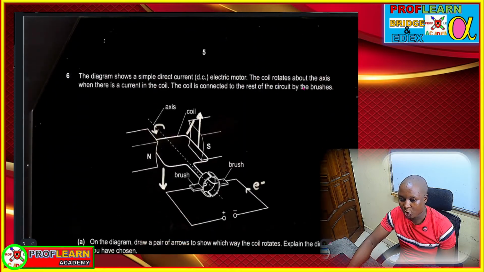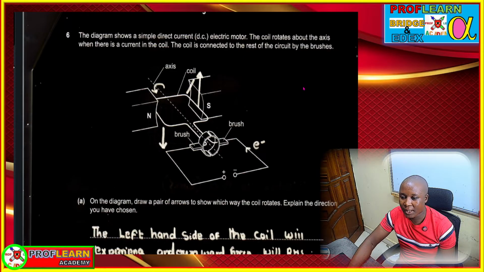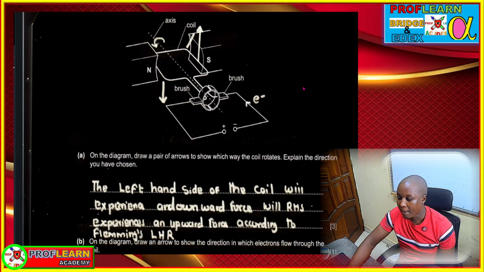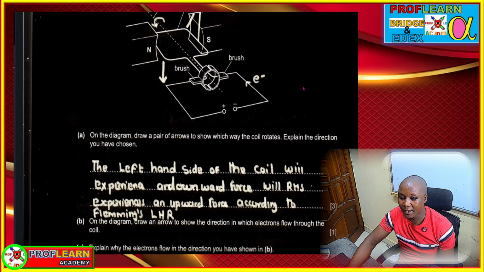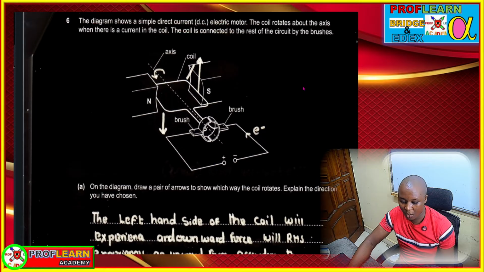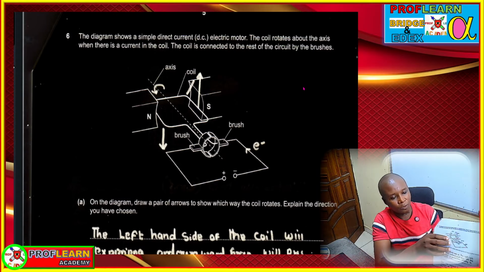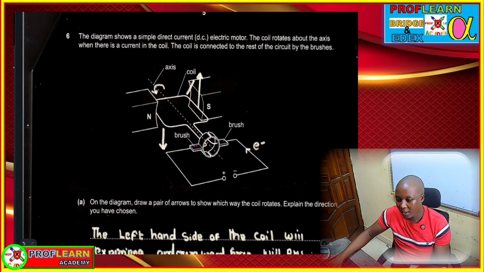into the page. In question number 6, the diagram shows a simple DC motor. On the diagram, we were supposed to draw a pair of arrows to show which way the coil rotates, and we need to explain the direction. So you can see now in this case, question number 6, current is going to flow in this direction.